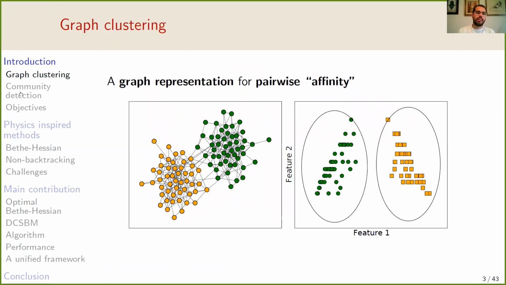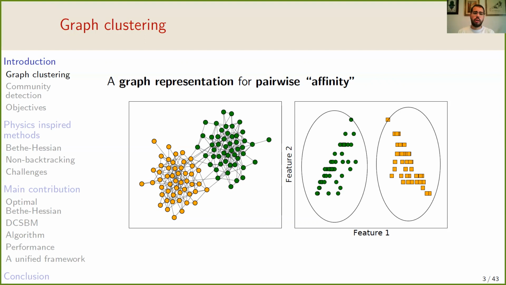Now, what we do, however, is graph clustering, which is a particular case in which we consider as an input a graph, which is a ubiquitous object able to represent pairwise affinity. Affinity here is written in inverted commas because it is intended within a very wide sense. Affinity may mean geometrical proximity or friendship or collaboration.